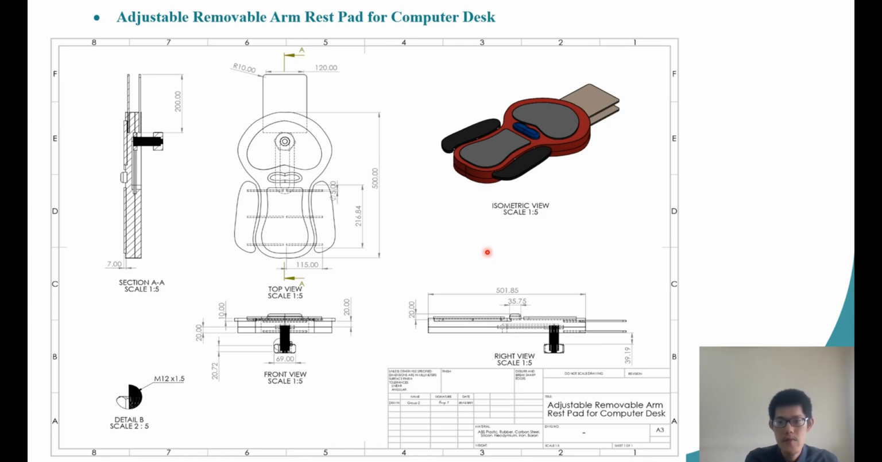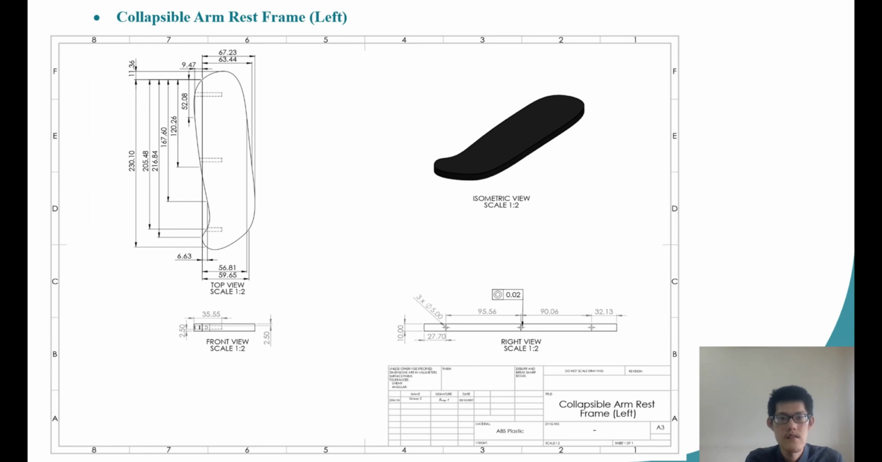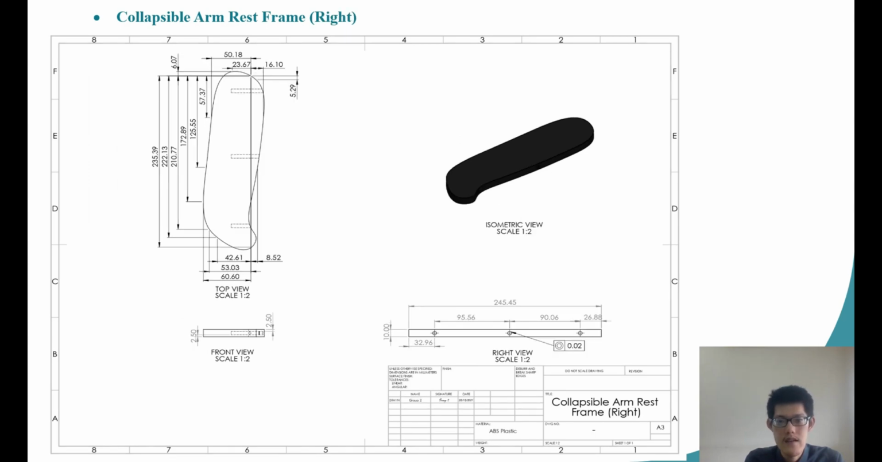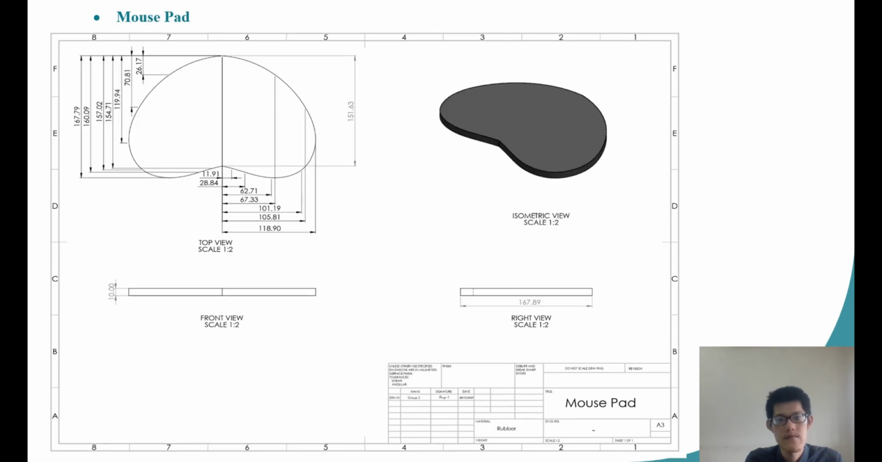Here shows the isometric view of the adjustable removable armrest pad for computer desk. The distance between the edge of the rubber magnet to the board is 200 millimeters. Spline is used to draw the curve of the armrest padding. The collapsible armrest frame left and the collapsible armrest frame right have a height of 10 millimeters. The metal rod has a length of 150 millimeters.